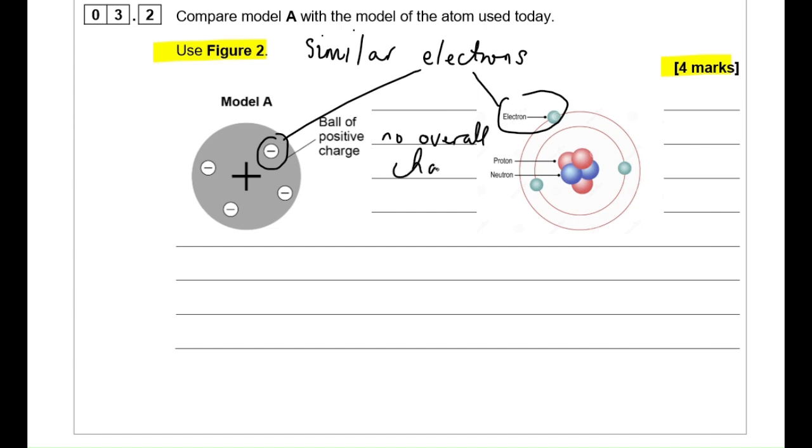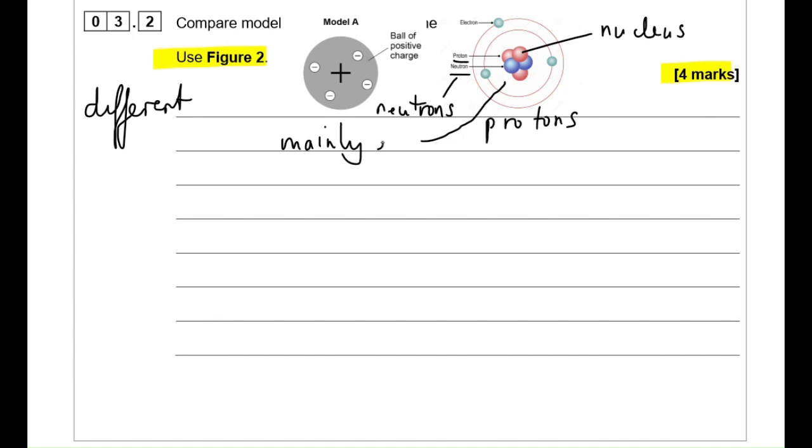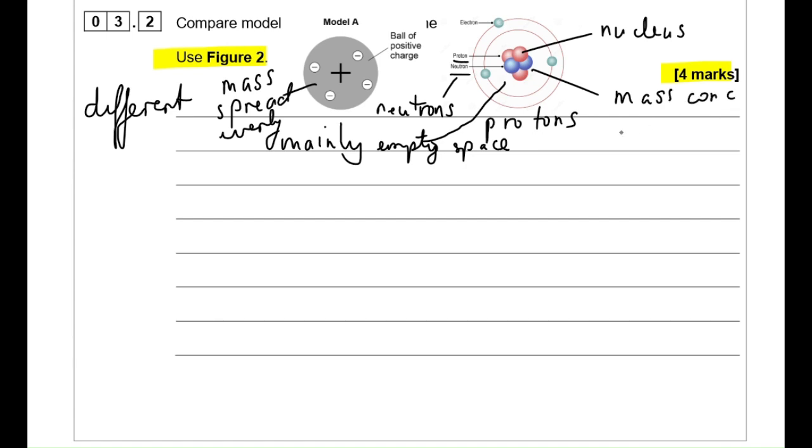So let's have a look at the differences, and these are numerous. The modern model has protons, model A doesn't. Modern model has a nucleus, model A doesn't. Modern model has neutrons, model A doesn't. The modern model is mainly empty space. Model A, the mass is spread out evenly, so in essence it is solid. And the mass in the modern model is concentrated mostly in the nucleus.